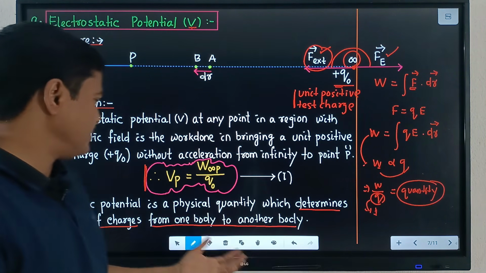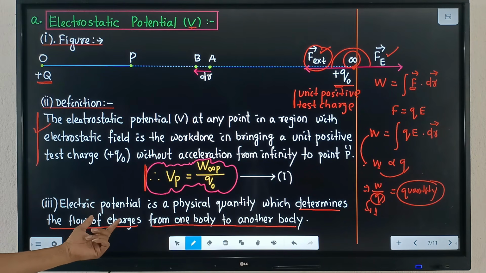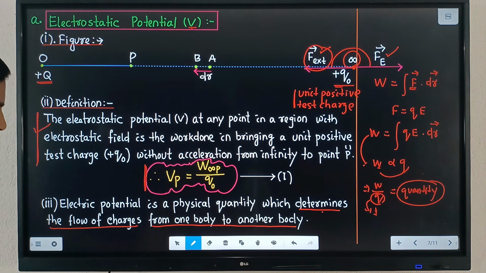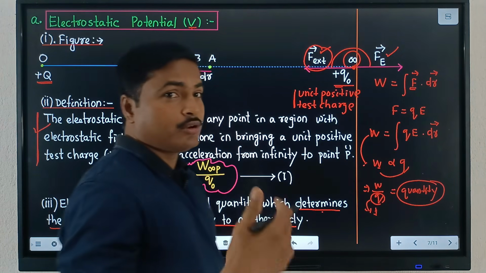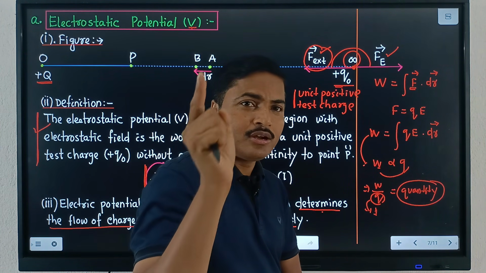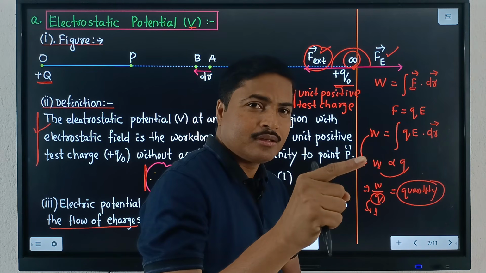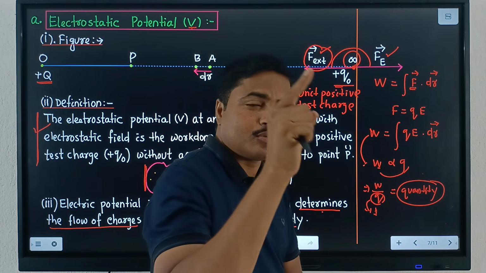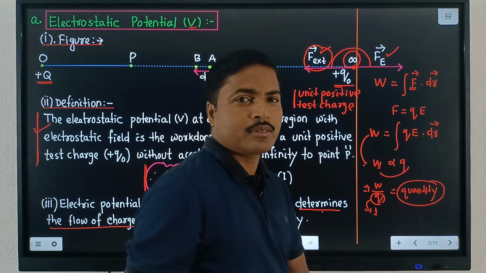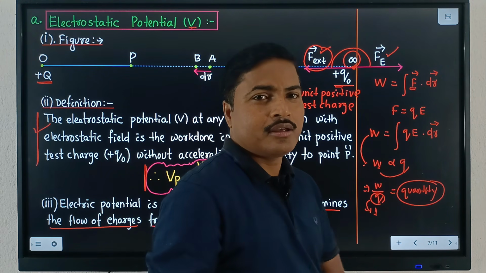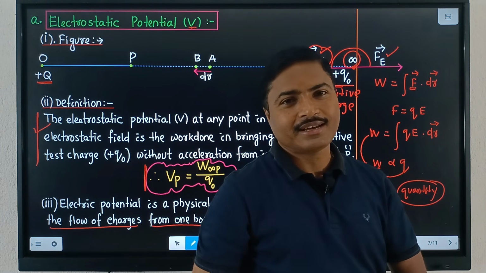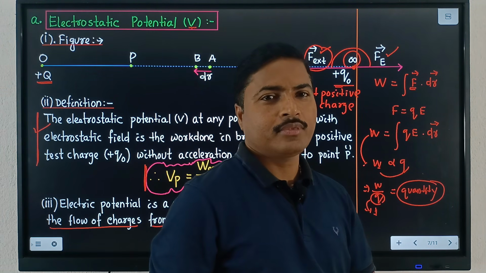That means simply we write that electric potential determines the flow of charges from one body to another body. That means from the higher potential body to the lower potential body, positive charges move, and from the lower potential to the higher potential, negative charges start to flow. Clear?